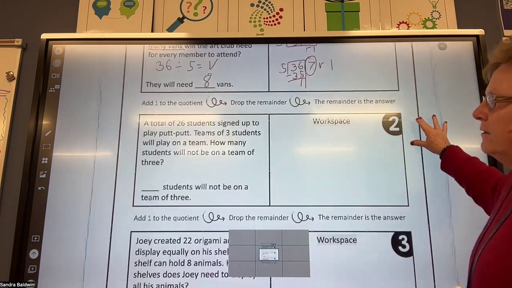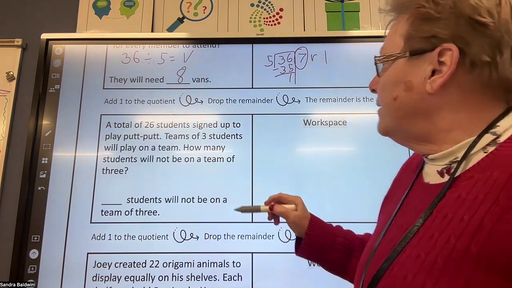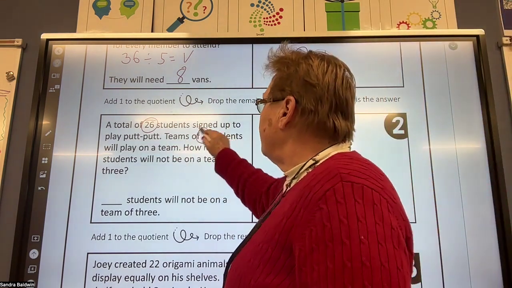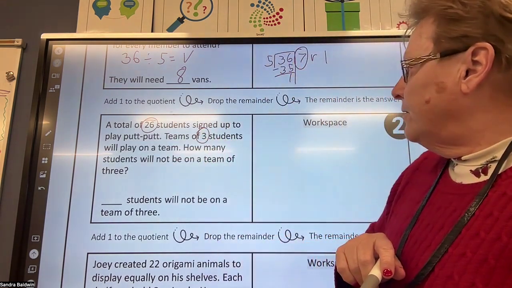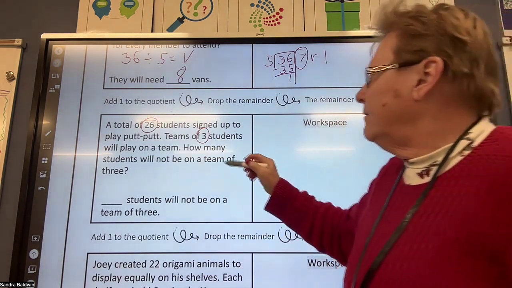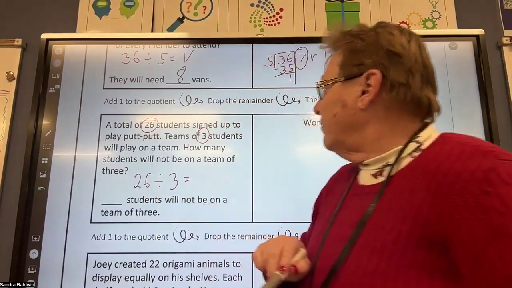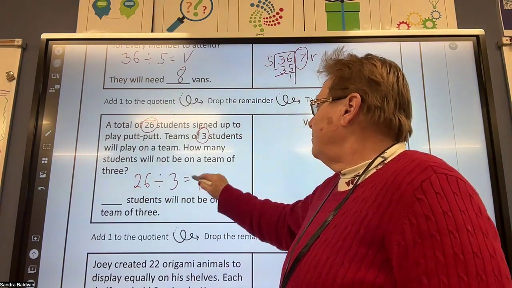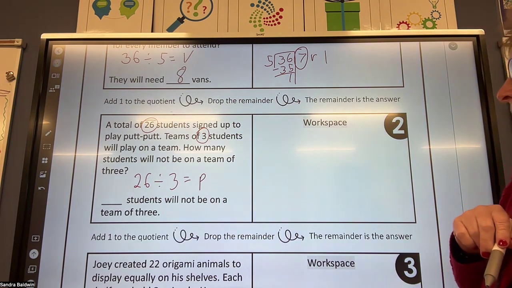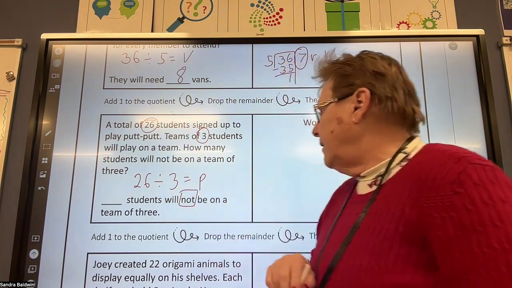All right. The next one was a total of 26 students signed up to play putt-putt. Teams of 3 students will play on a team. How many students will not be on a team of 3? We said that the equation is 26 divided by 3 equals P, putt-putt team. And the question is, how many students will not be on a team of 3?